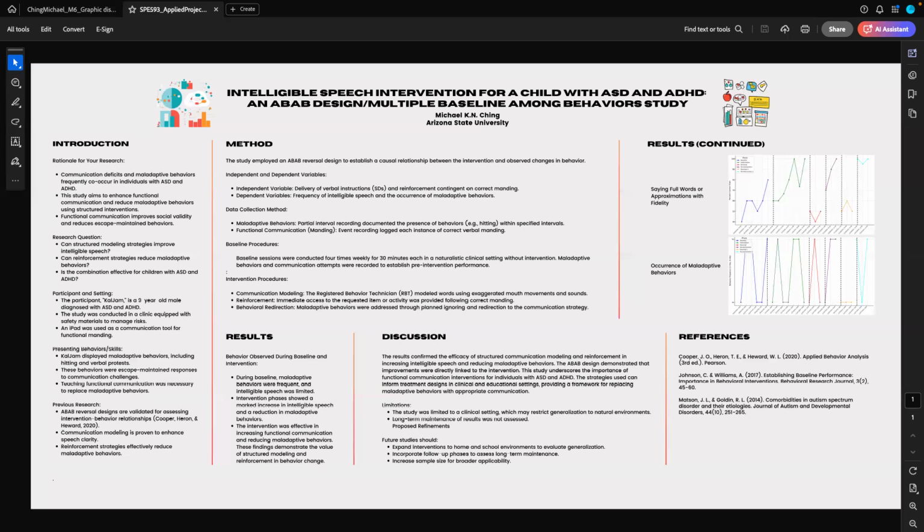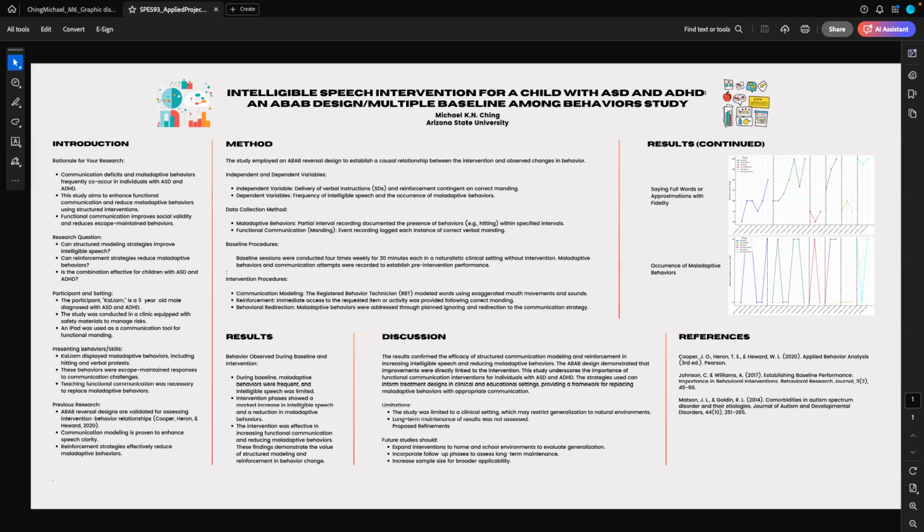ASD and ADHD frequently co-occur and often result in significant communication deficits and maladaptive behaviors. This study aimed to enhance functional communication and to reduce escape maintained behaviors, which can significantly improve social validity. Our research questions include: can structured modeling strategies improve intelligible speech? Can reinforcement strategies reduce maladaptive behaviors? And is the combination effective for children with ASD and ADHD?